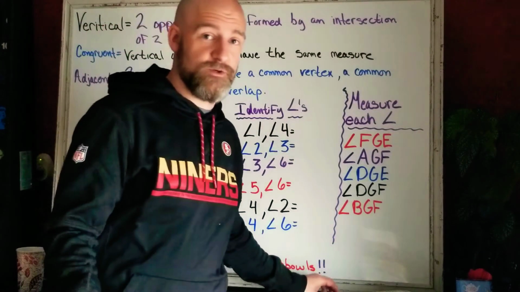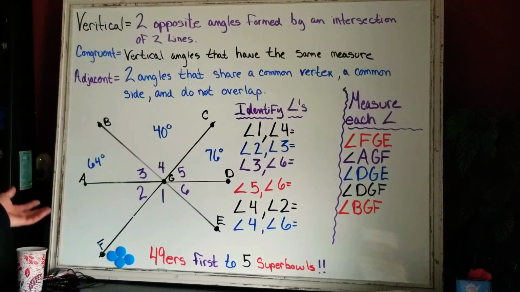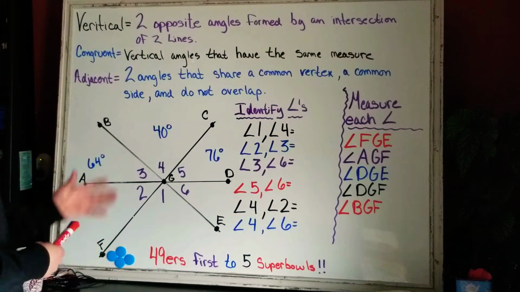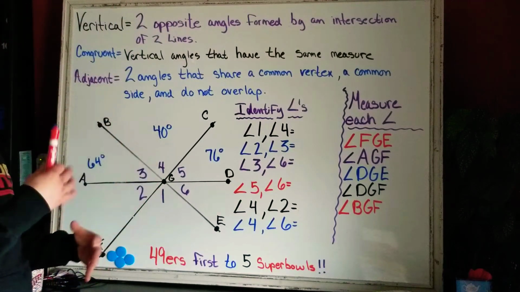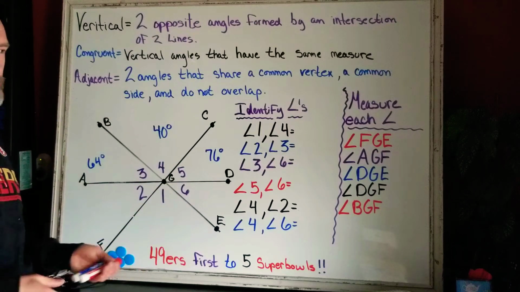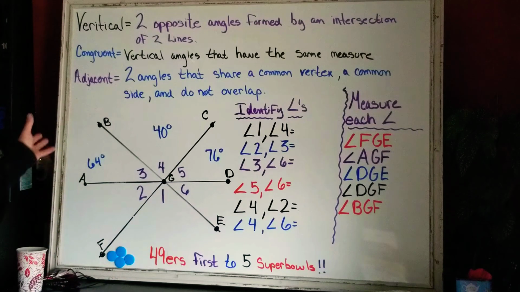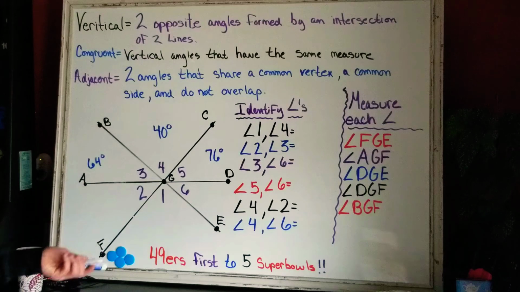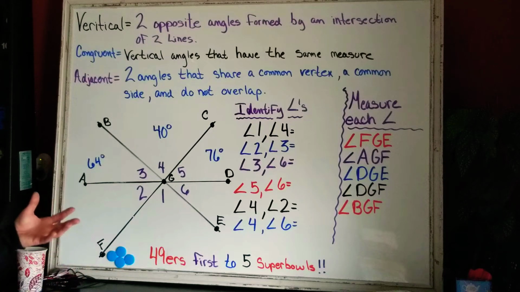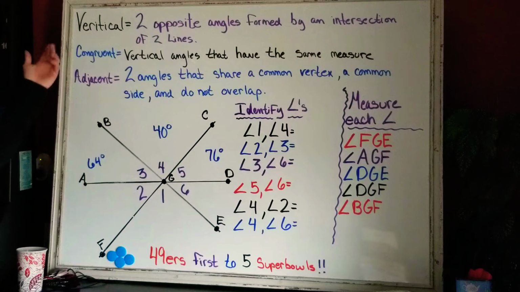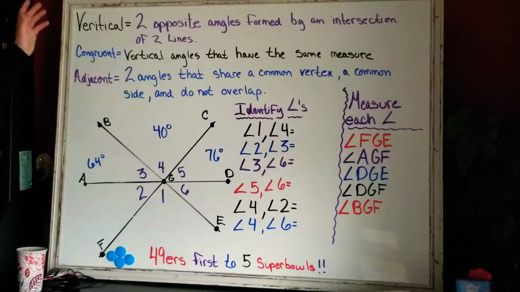So today we're going to continue with our geometry. In the notes that I posted online, it goes over the terms and a breakdown of how to figure things out. Right now I'm going to go over this big mess of mumbo jumbo. We'll break it down piece by piece, and hopefully this makes things a lot easier to understand. So the definition: vertical. Two opposite angles formed by an intersection of two lines.